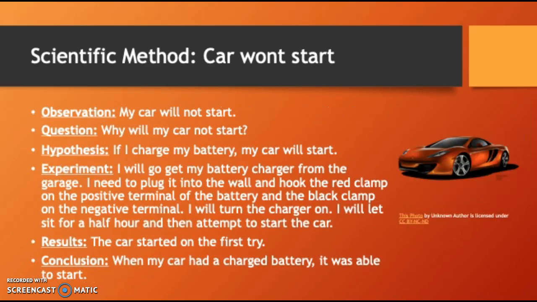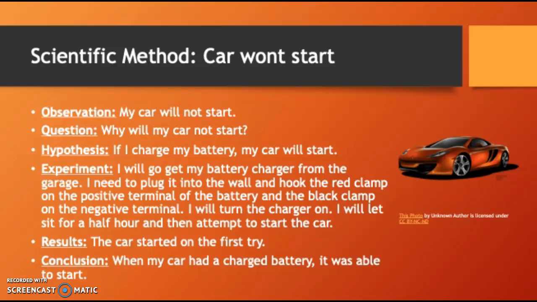Here we are going to take a look at the scientific method, and the scientific method is a process that is used to test a hypothesis. In the example here, we are trying to understand why my car will not start. We first start with the observation, or the current state of the issue. The observation here would be that my car does not start.